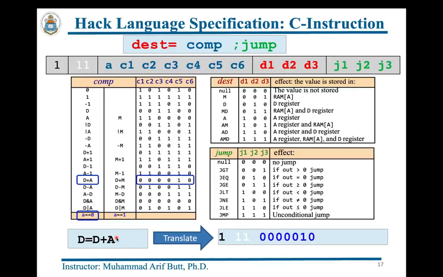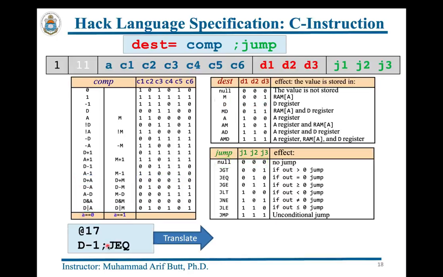After the computation, we check for the destination. So in the instruction we can see that the destination is the register D. From this table we can make out the 3-bit combination for selection of the destination D register, which is 0, 1, 0. So after this we have 0, 1, 0, and finally we have the 3 bits for the jump instruction. And by seeing this C instruction, we know that there is no jump involved in this instruction. So if there is no jump involved, the 3 bits for the jump should be 0, 0, 0. So this is the 16-bit binary Hack instruction for this Hack symbolic instruction, D = D + A.